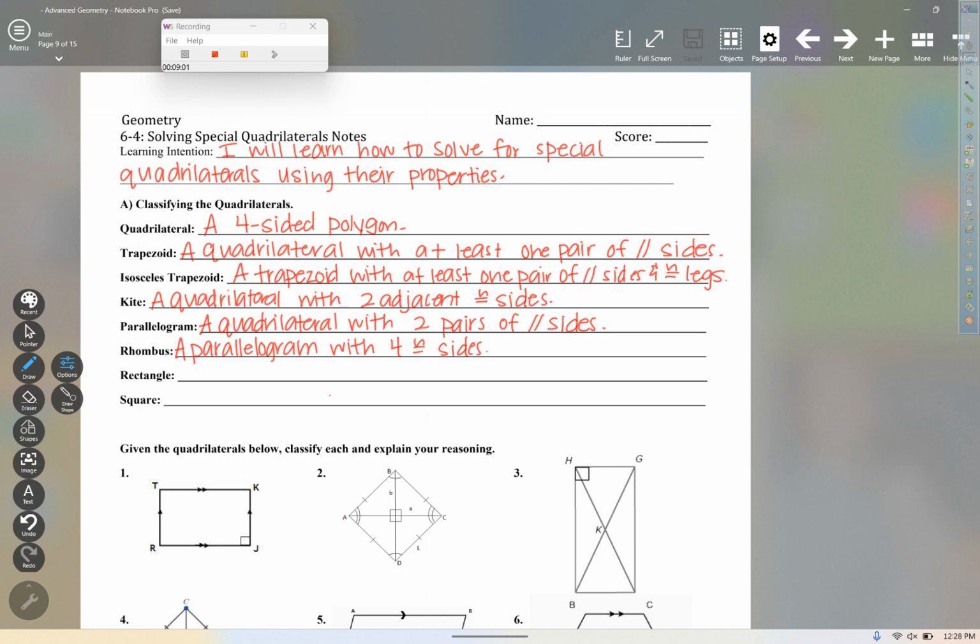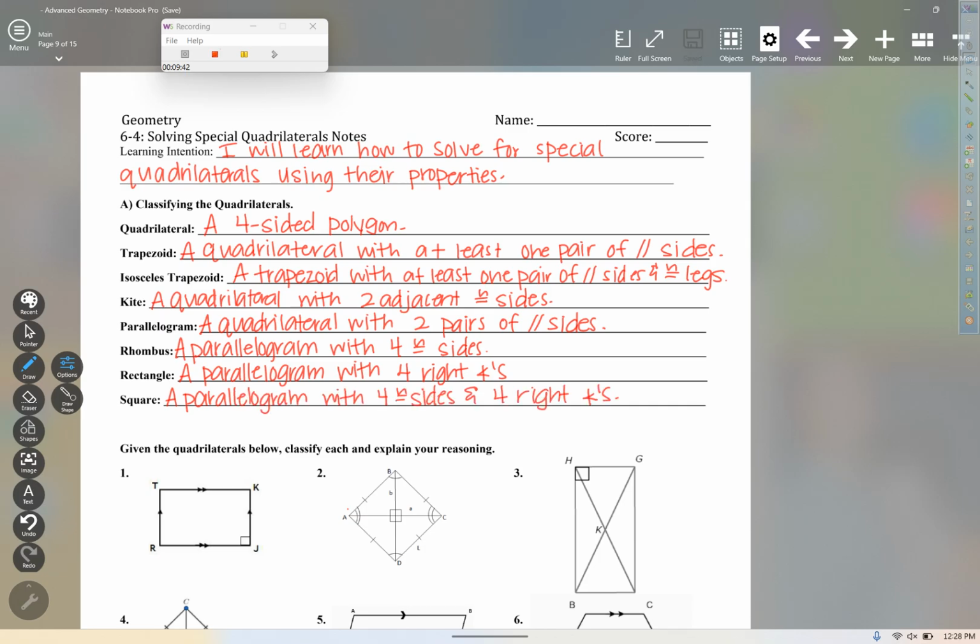A rectangle is a parallelogram because it's also attached to a parallelogram on the hierarchy with 4 right angles. And a square is a rhombus and a rectangle, so since they're attached to a parallelogram, we're just going to say, again, a parallelogram with 4 congruent sides and 4 right angles because it has both traits.